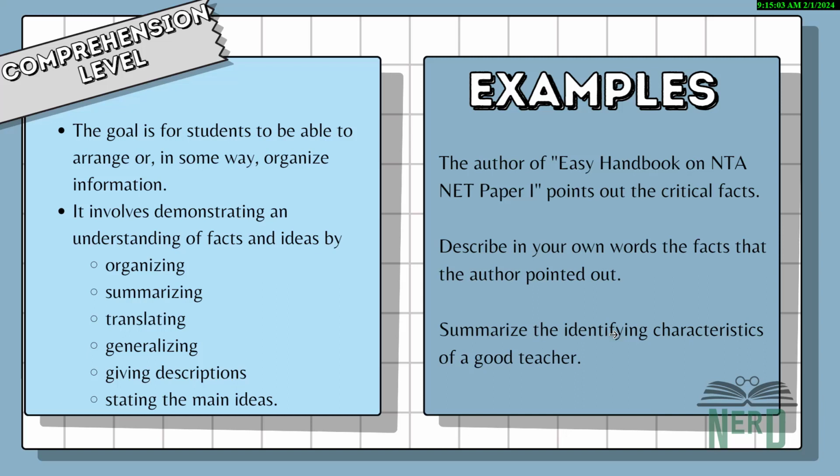Let's say you read a book like an easy handbook on NTA NET Paper 1. After reading it, your task is to pull out the critical facts, almost like picking out the essential items from a packed closet. And you might be asked to summarize the key qualities of a good teacher mentioned in the book. It's like telling your friend the gist of a movie without going into every detail. You hit the highlights, which are the main points. So that is your comprehension level.